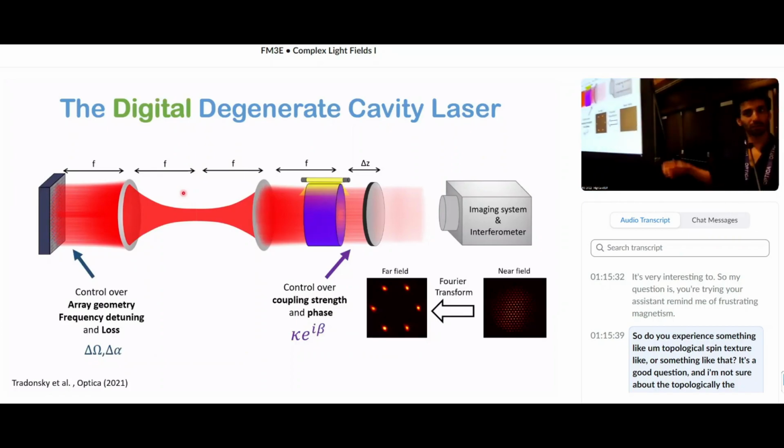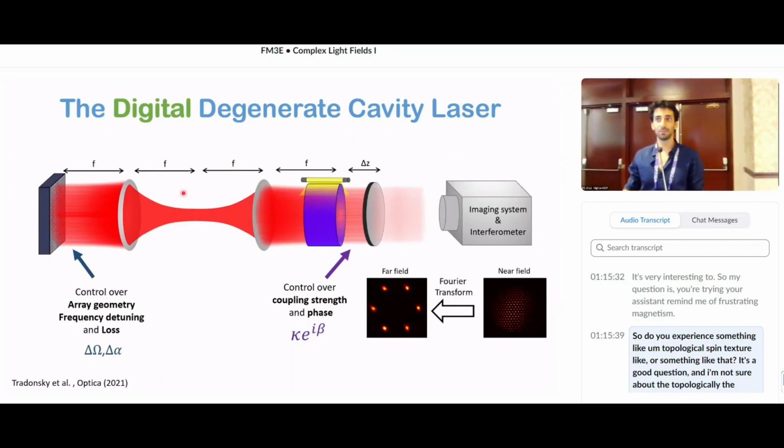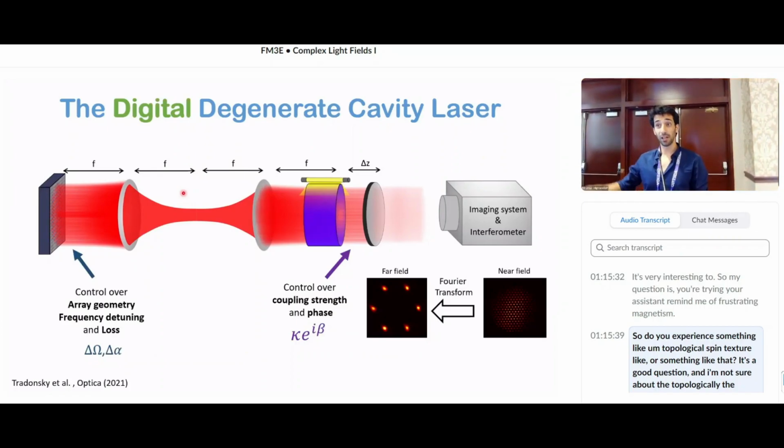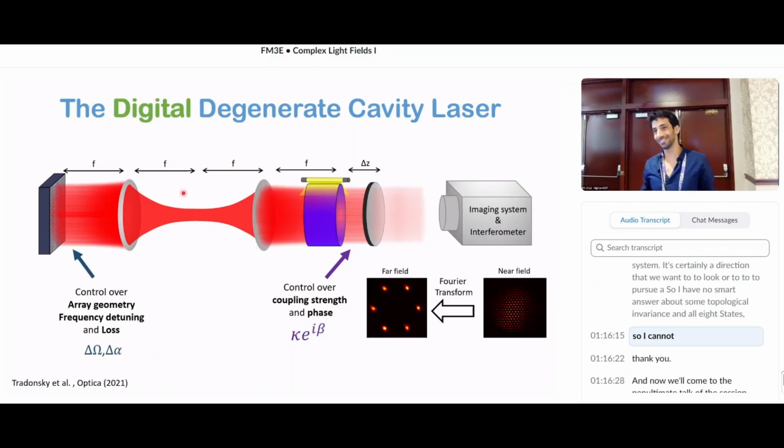Skyrmions, I'm not sure that we can see in such a system. But we really use this system as an XY spin simulator in some regime, and we have works on it. So that's all I can say.